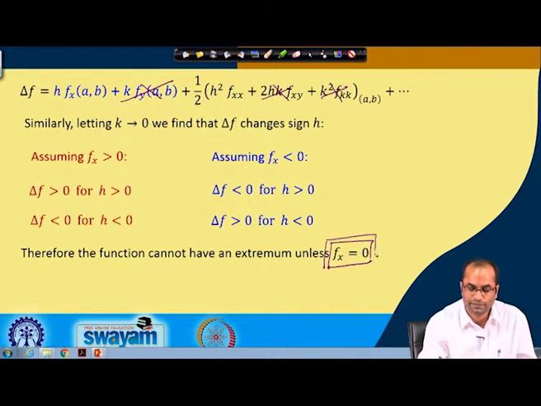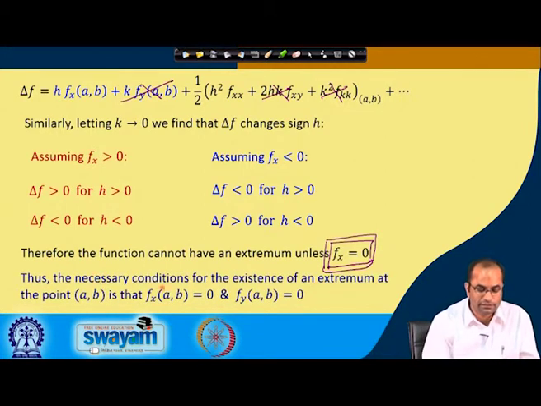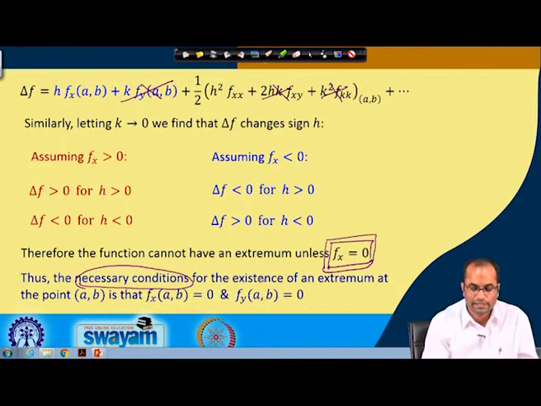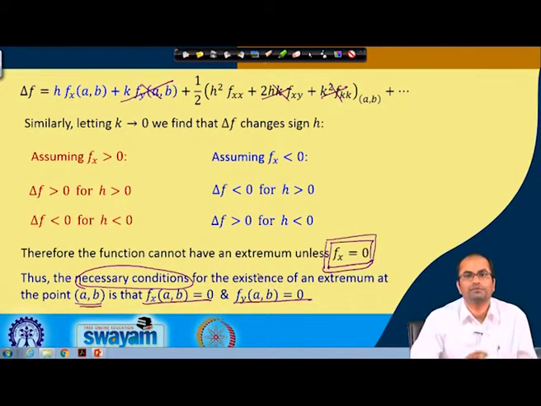Earlier we observed that f y must be equal to 0. So, we can conclude that the necessary conditions for the existence of an extremum at this point a, b are that f x should be 0 and also f y should be 0. These two derivatives must be 0. This is what we have observed. If these are not 0, delta f was changing sign, and then that point cannot be a point of local maximum or local minimum.